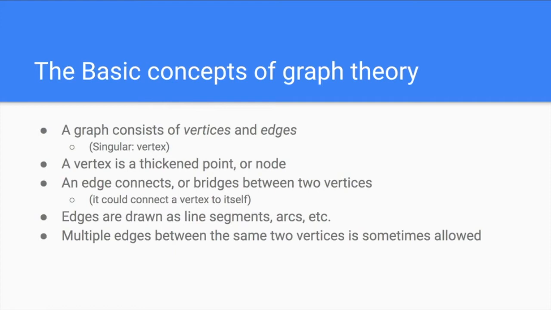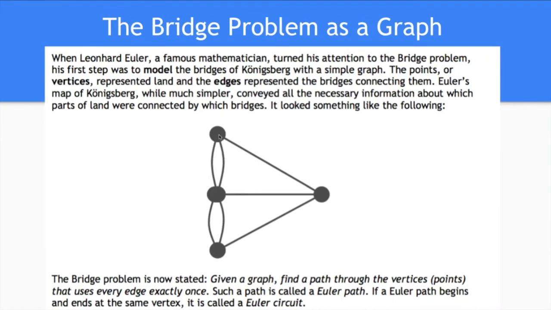An edge connects or bridges between 2 vertices. It could connect a vertex to itself. And we'll look at an example of that here in a second. Edges are drawn as line segments, arcs, etc. Multiple edges between the same 2 vertices is sometimes allowed. If you look back here, there are multiple edges between these 2 vertices. Same here, multiple edges between these 2 vertices.